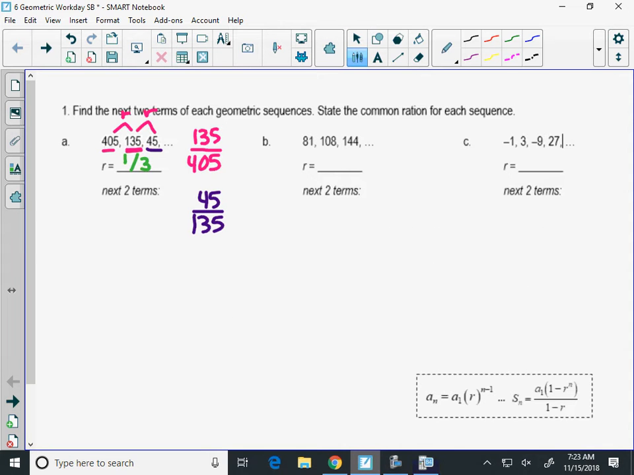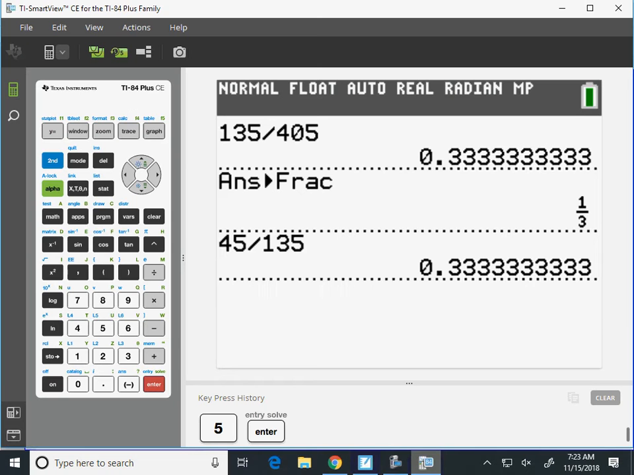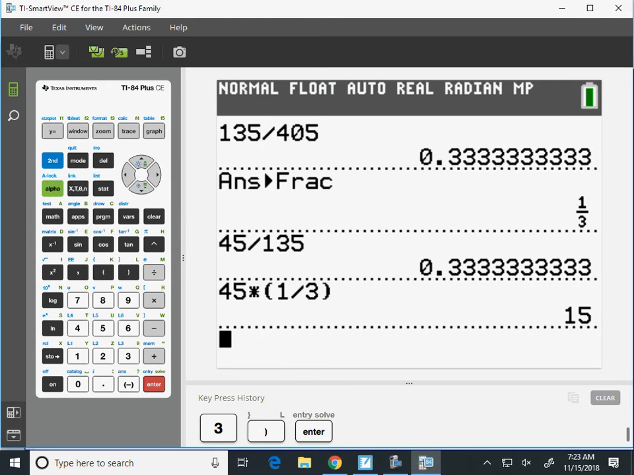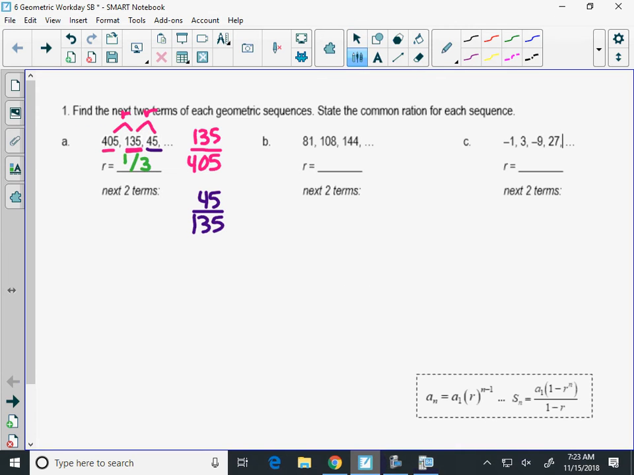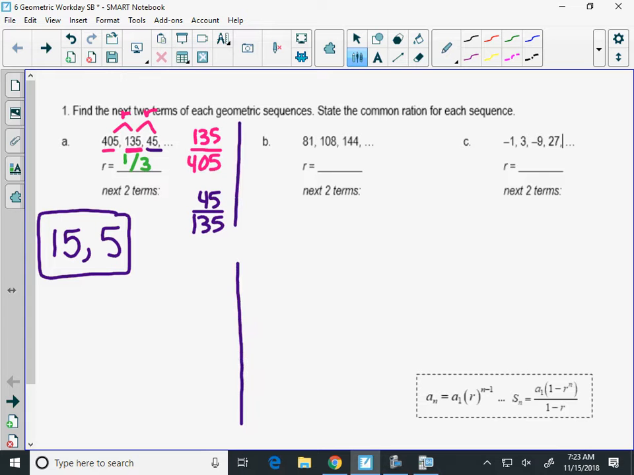So since I know that 1/3 is the common ratio, to find the next two terms, I would take 45 times 1/3. So let's do that. 45 times 1/3 gives me 15 as the next term. And then again, 15 times 1/3 will give you 5. So these are your next two terms of the sequence. We're going to do the same thing in B and C.